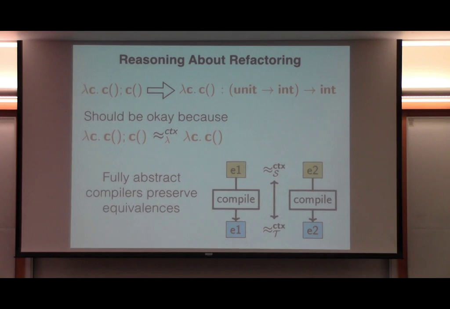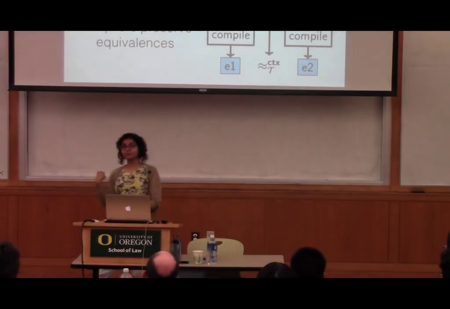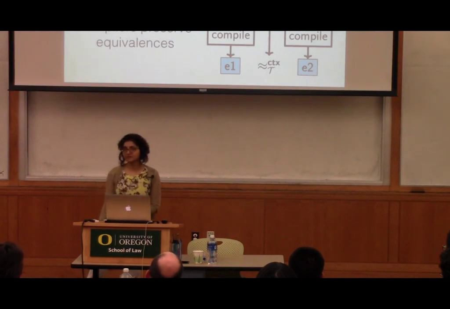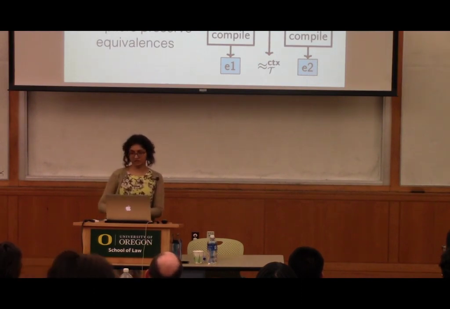And I pitch this two ways. Fully abstract compilation is preventing you from linking with bad attackers, so it's a secure compilation point of view. But now I'm saying it's much more than that. It's about programmers being able to just reason in their source language and knowing that nothing's going to go wrong after you compile and link.